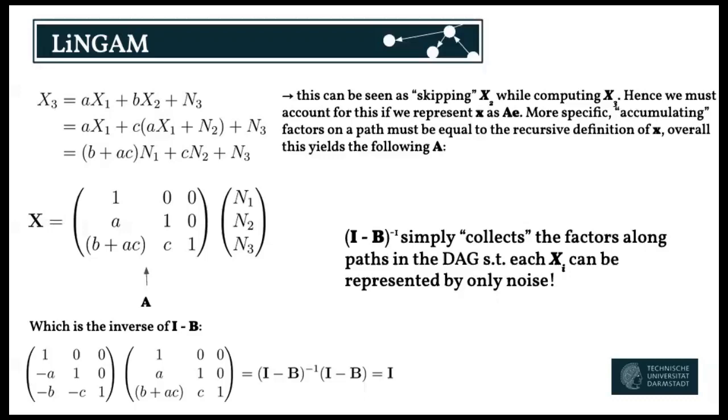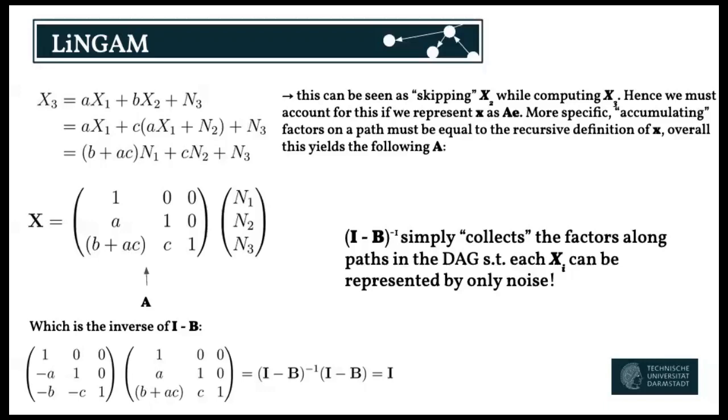And if you write this only in terms of noise, you end up with this matrix A in this case. If you do the matrix multiplication of A, so this is then this inverse here, and the correct order, so the B we started with, then if you do the math, you see that you end up with the identity matrix, which is a pretty complicated way of saying that multiplying A with the noise should be exactly the same as going down this recursive structure.